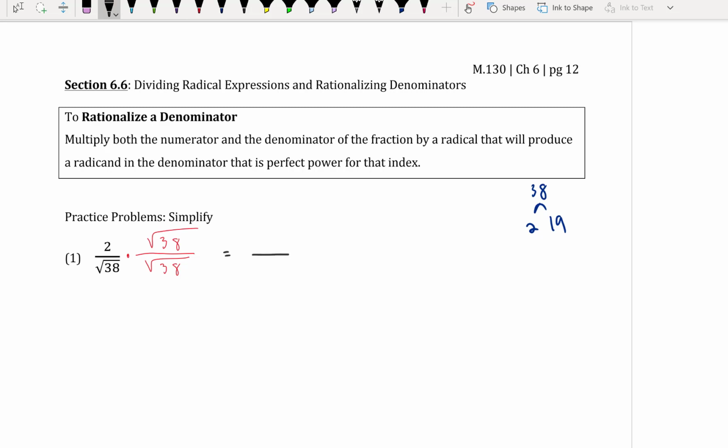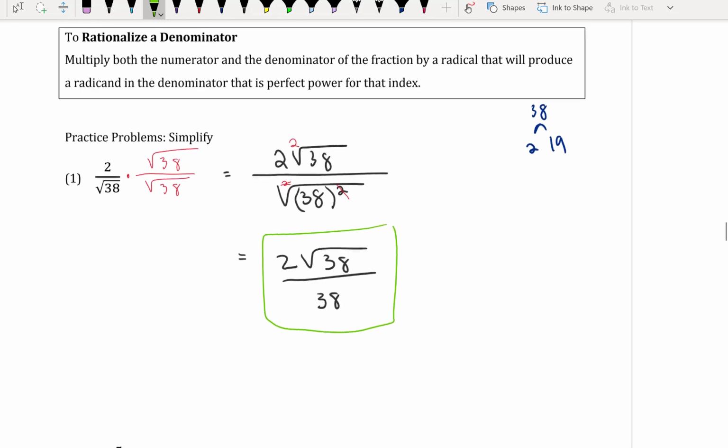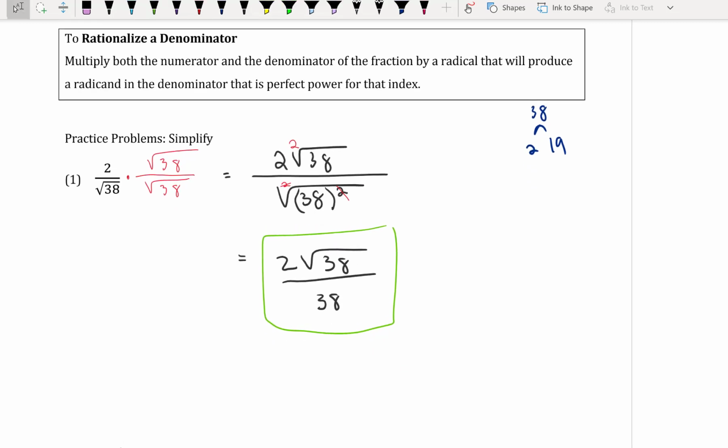The reason I do that is because now I'm going to have 2 square root 38 on top, and down at the bottom I'm going to have a square root of 38 squared. And don't forget that your index is 2 as well. Now that your index and your exponent can cancel, you would be left with 2 square root 38 over 38. And this is rationalized or simplified because the radical is no longer in the denominator.